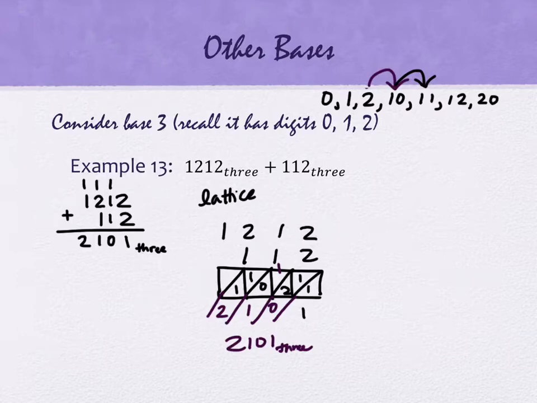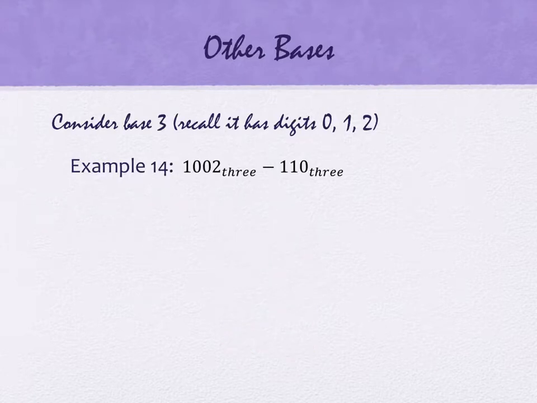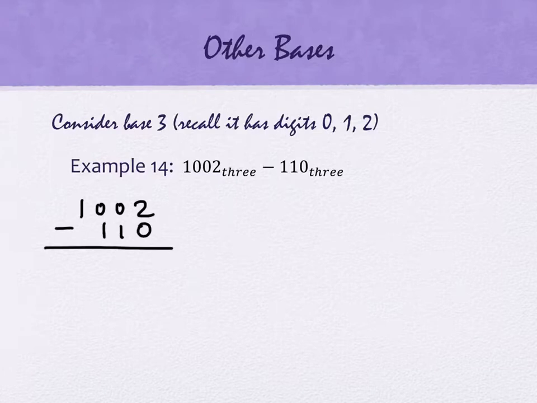Let's try a subtraction one. Are you ready? A subtraction one. All right, so if we were doing it as a standard algorithm problem, I have 1, 0, 0, 2, base 3, minus 1, 1, 0, base 3. Now, in the ones column, it's nice. Subtraction's super friendly because 2 minus 0 is 2.